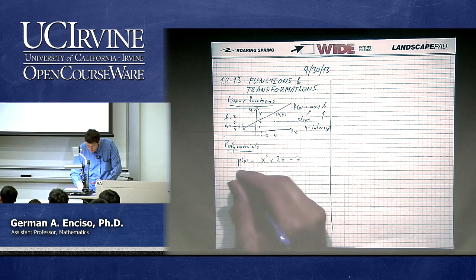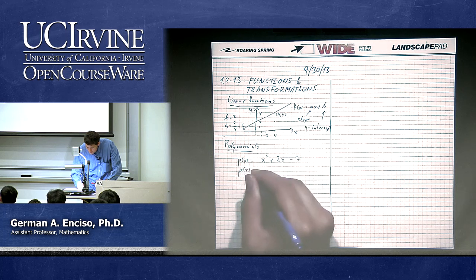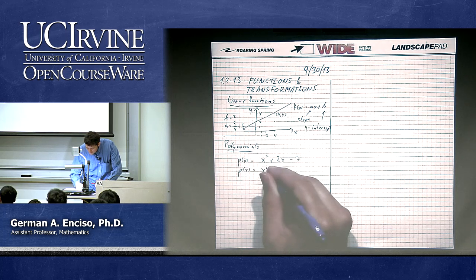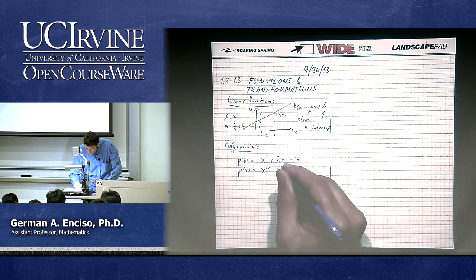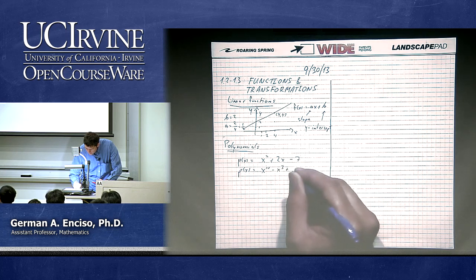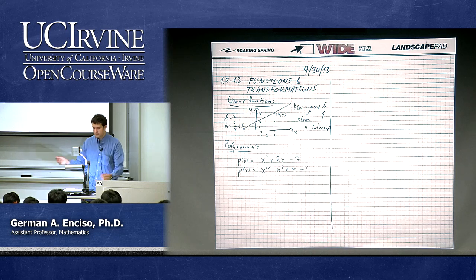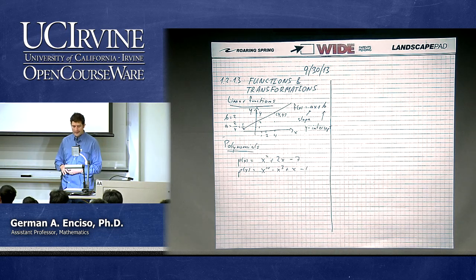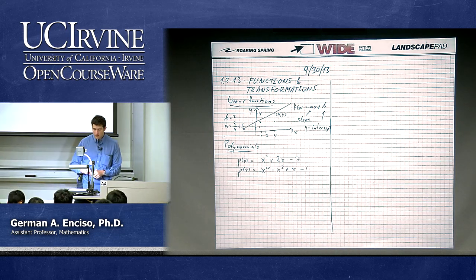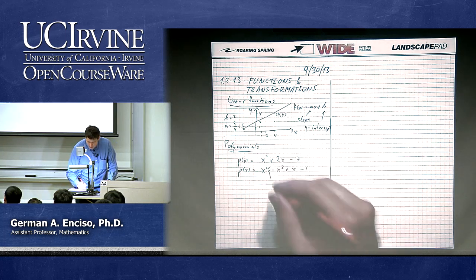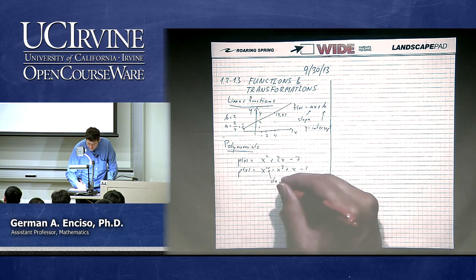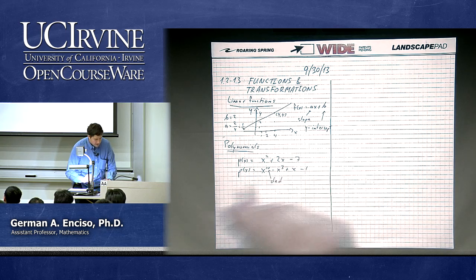Another polynomial could be the polynomial p of x equals x to the 10, let's say, minus x to the 3 plus x minus 1. Okay? The degree of the polynomial is the largest exponent showing up in the polynomial. So I'm going to mark this as the degree.